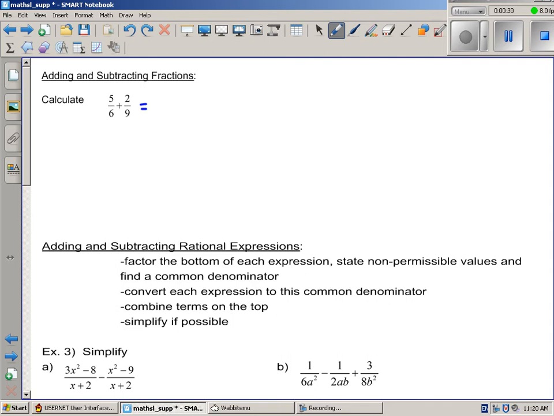So we'll take a look at doing this with some numbers first. 5/6 plus 2/9. You have to find a common denominator, ideally the lowest one. So 6 and 9, the lowest common denominator is going to be 18, and 5/6 is 15 over 18. 2/9 is 4/18. This gives us 19 over 18, or if you prefer a mixed number, 1 and 1/18.